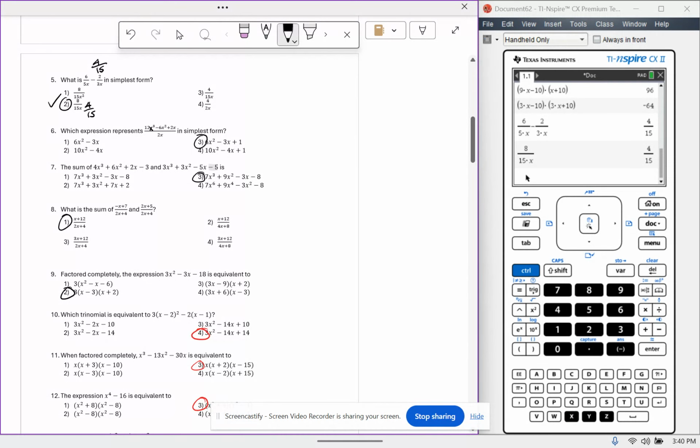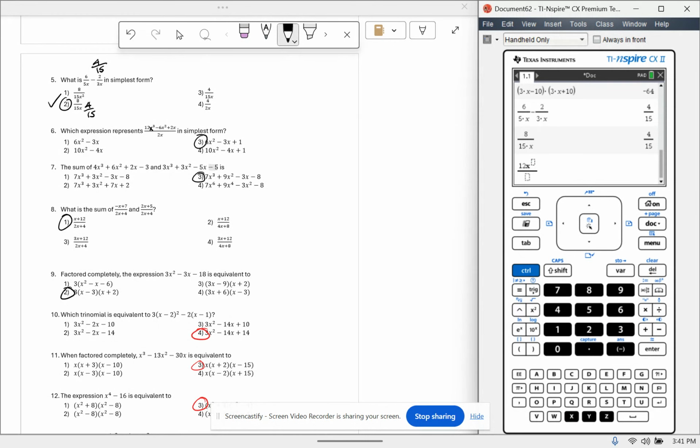All right, question 6. Which expression represents a polynomial over 2x in simplest form, excuse me. Whoa. Hear me yawning? I'm so tired right now.